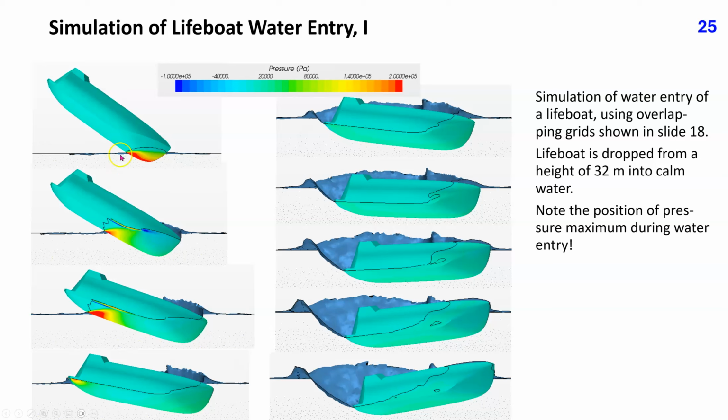These plots show the position of the lifeboat and the pressure on its surface at different stages of its water entry and resurfacing. Note the position of pressure maximum during water entry. It is always in the vicinity of the free surface. A large air cavity is formed behind the boat.